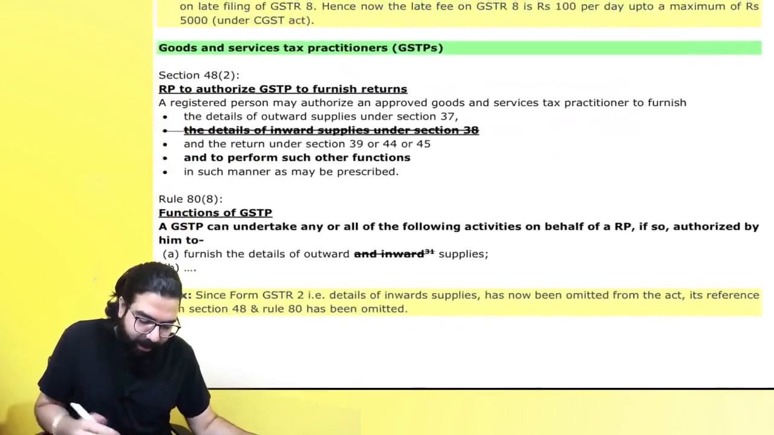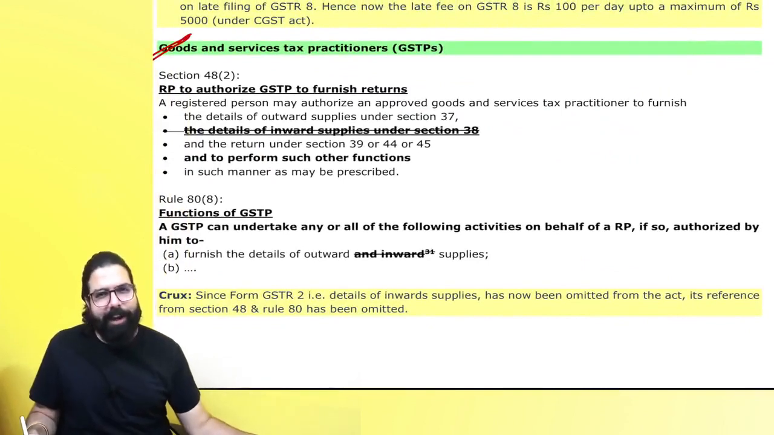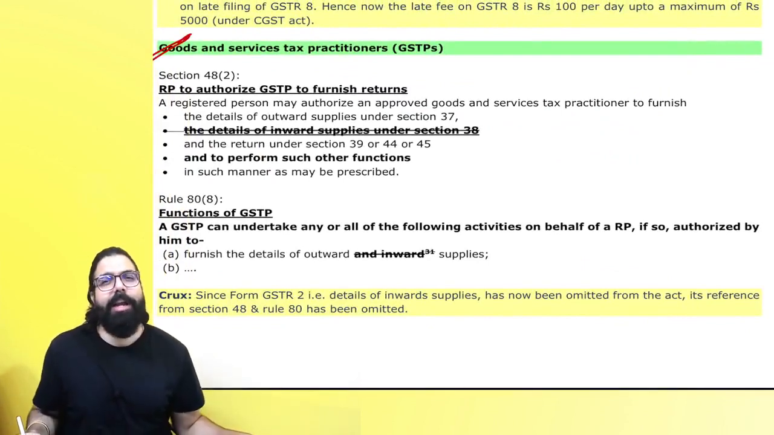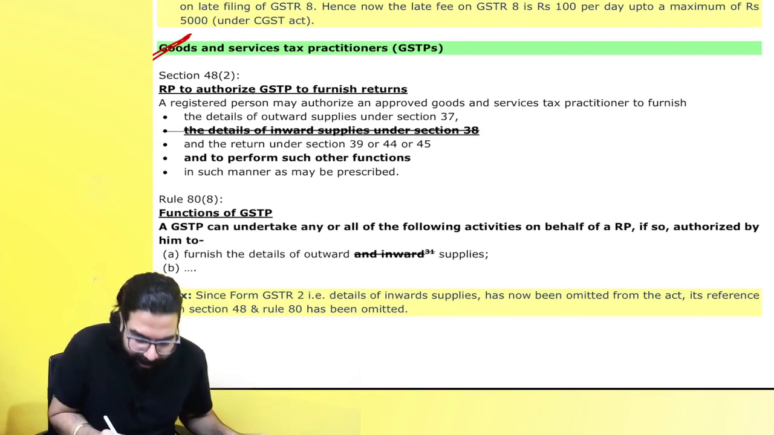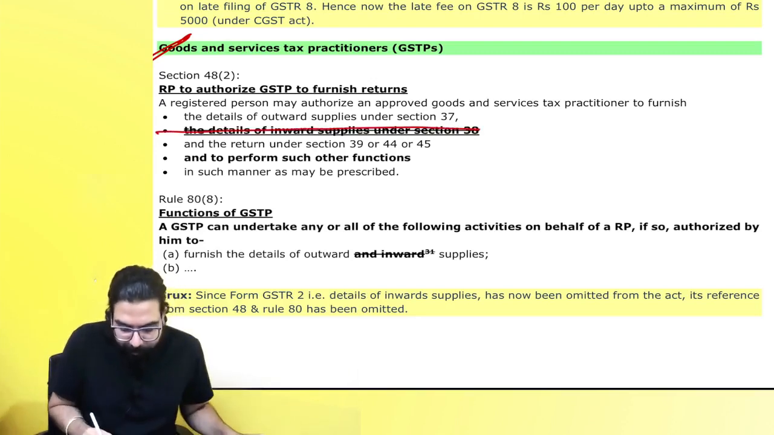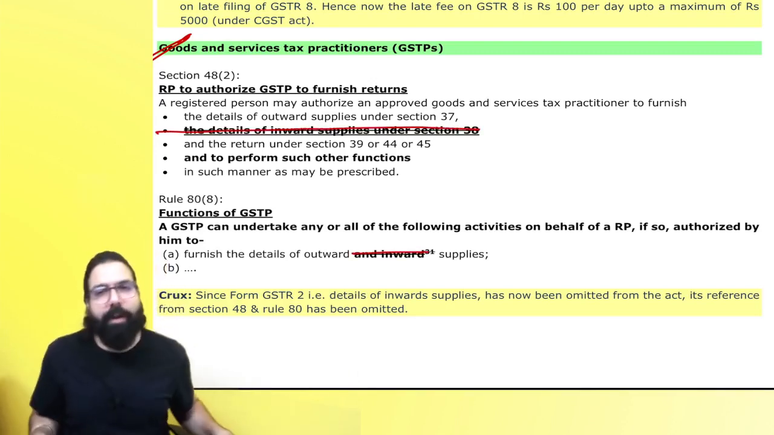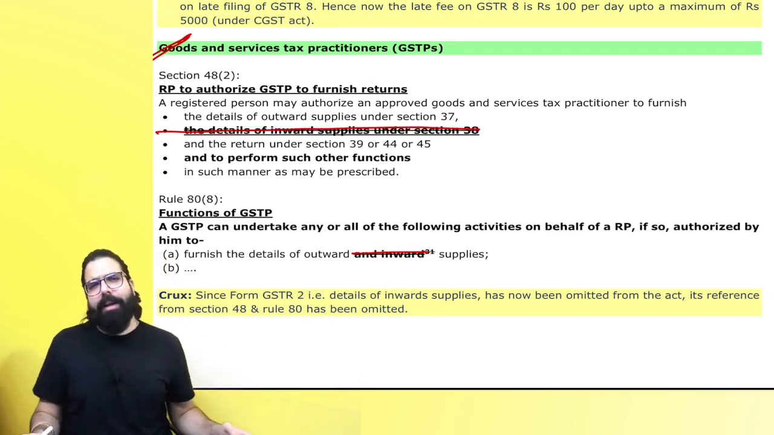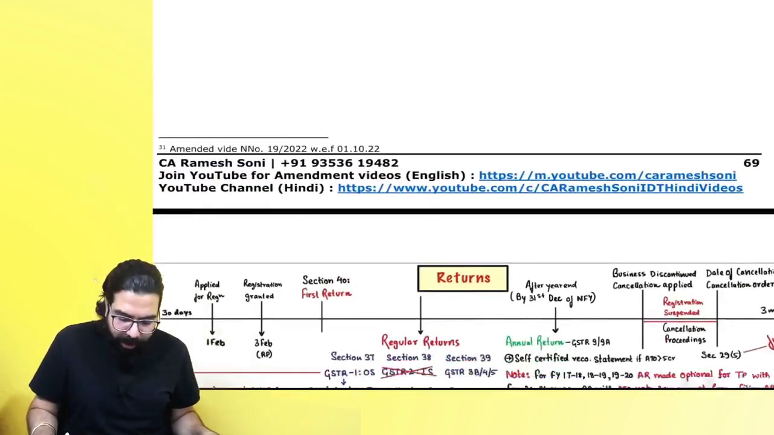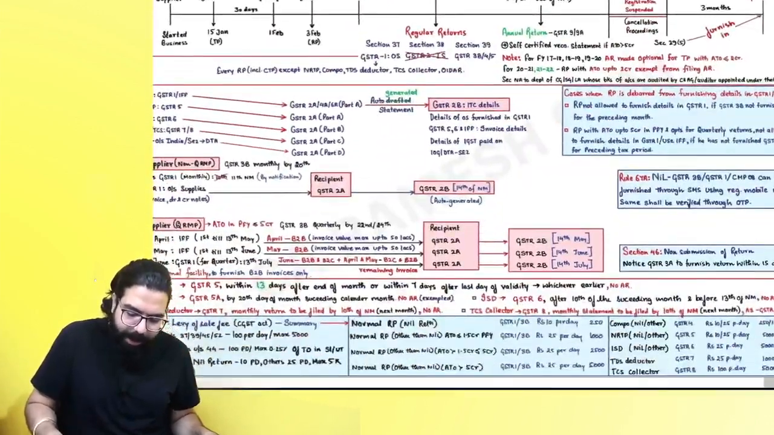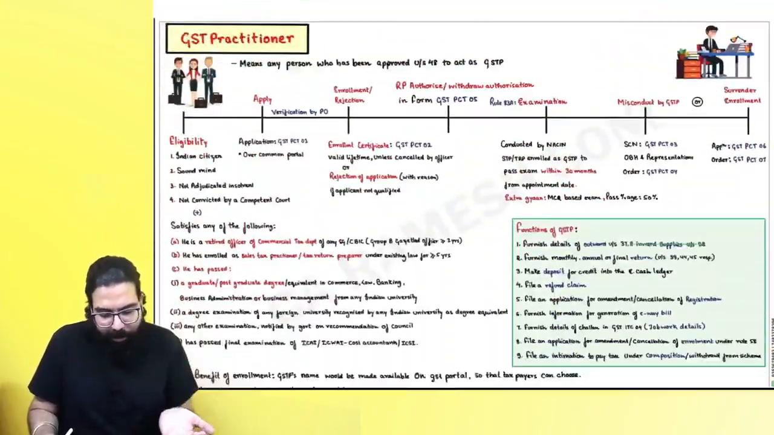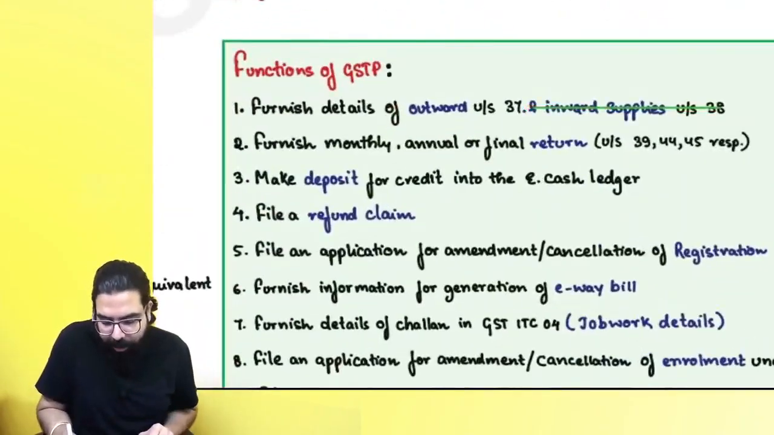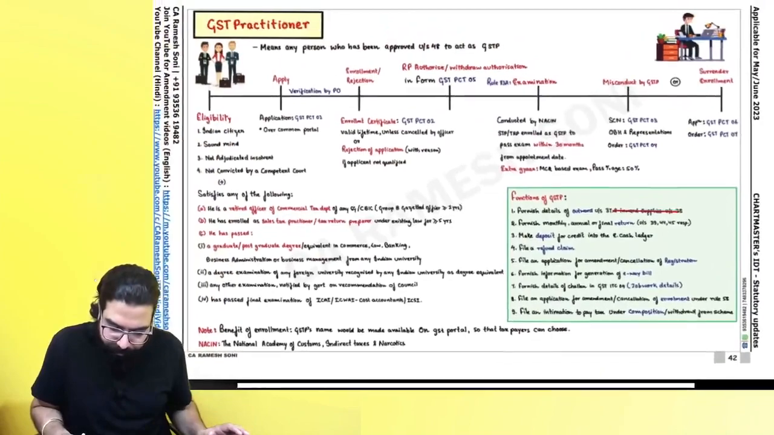For GST practitioners, in their functions it was told that they can file GSTR 2, which is the details of inward supplies of a person. But GSTR 2 is gone, and hence from their functions that line, that they can file details of inward supplies, has been deleted. That's all, everyone. We are done with the amendments. Amendments are also written in your chart. The amended charts are also made available to you here.